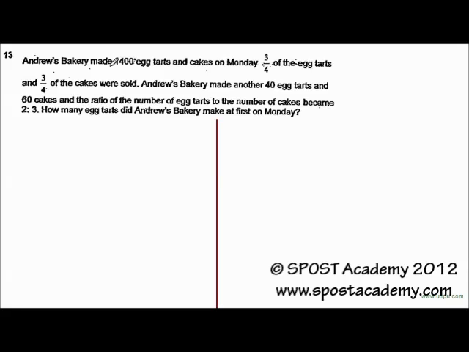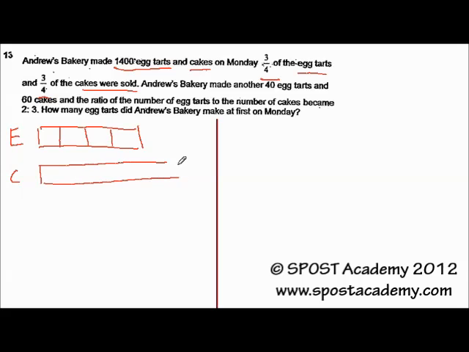So there's a total of 1,408 tarts and cakes that were being made. Out of these 1,400, 3/4 of the tarts and 3/4 of the cakes were sold. So we'll draw the model to show the tarts should have a total of 4 units, while the cakes will also have a total of 4 units, but they are of different sizes. So 3/4 of the tarts and 3/4 of the cakes were sold.